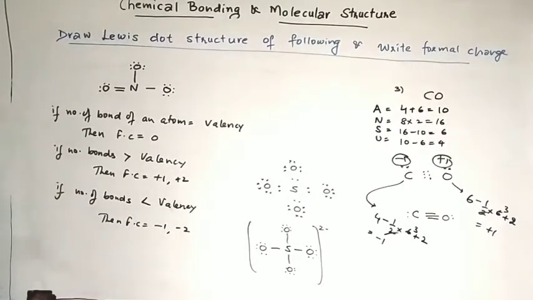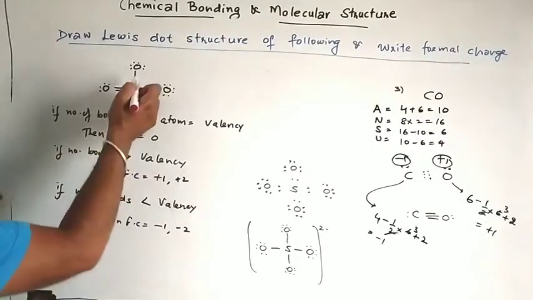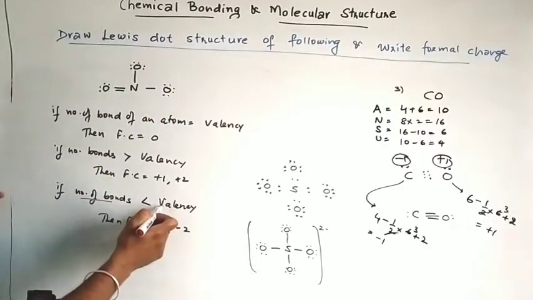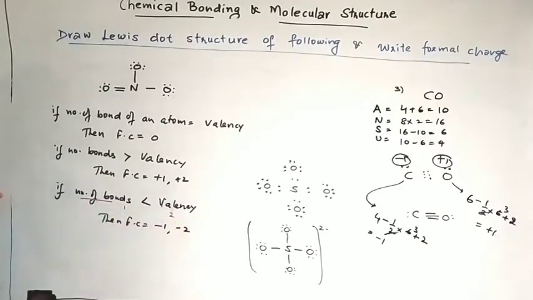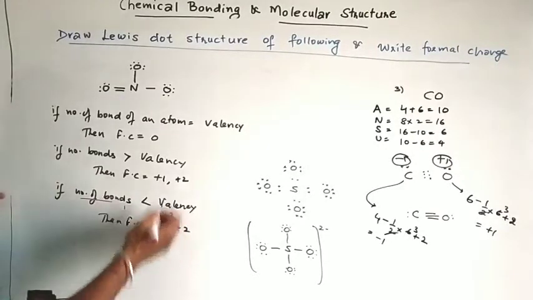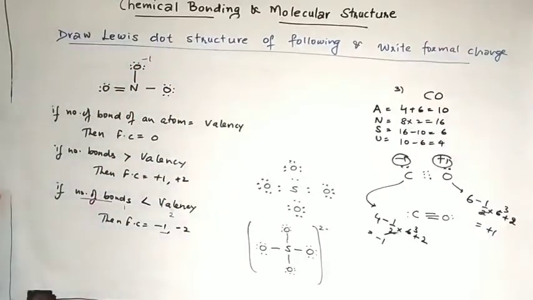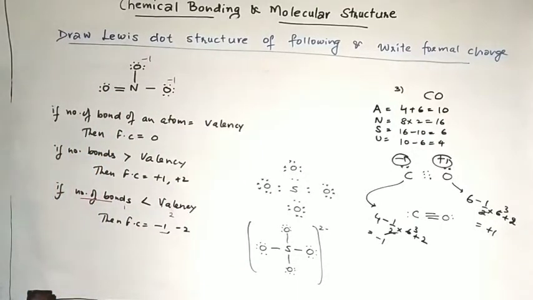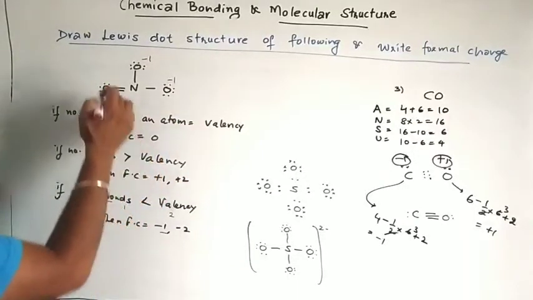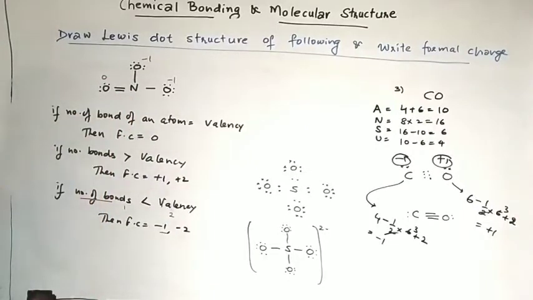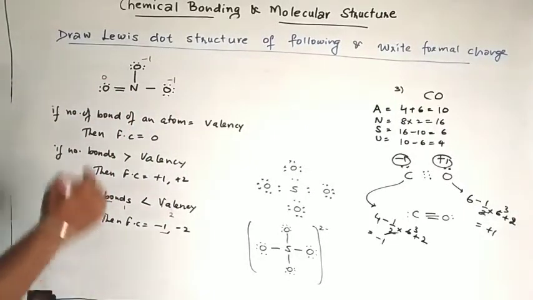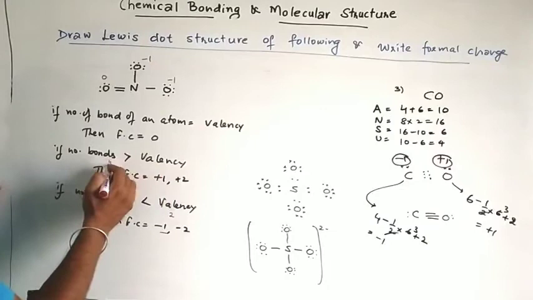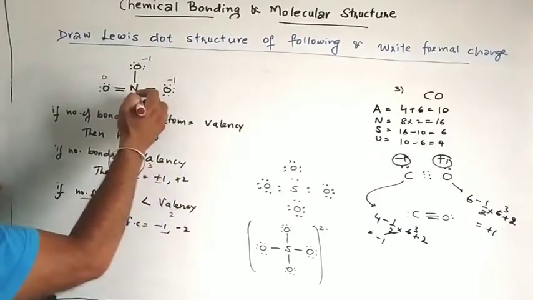Now see directly, the valency of oxygen is 2. How many bonds are forming? 1. So the number of bonds is less than the valency. How much less? The valency is 2, the bond is 1. This means which charge will come on it? -1. The same for this one. Oxygen valency is 2, bonds 2. Bonds and valency are same, so the formal charge is 0. Nitrogen, what is the valency of nitrogen? 3. How many bonds does nitrogen form? 4. So the number of bonds is more than the valency. How much more? Bonds formed 4, valency 3, so 1, so its charge is +1.